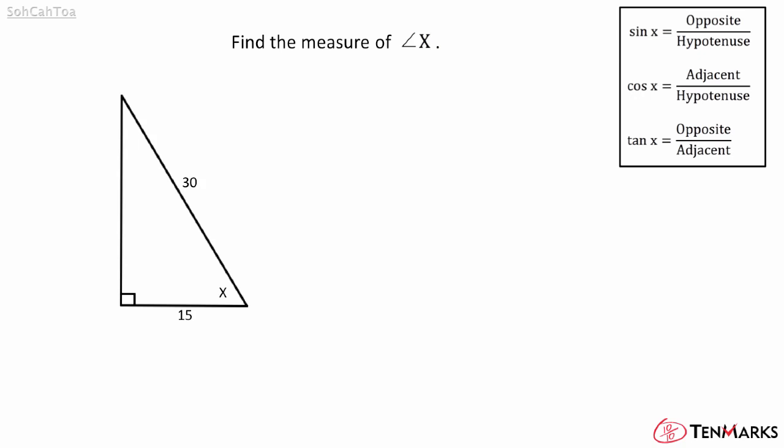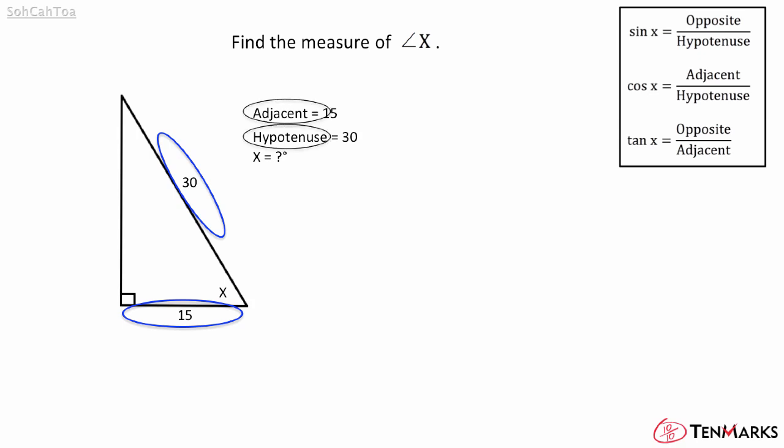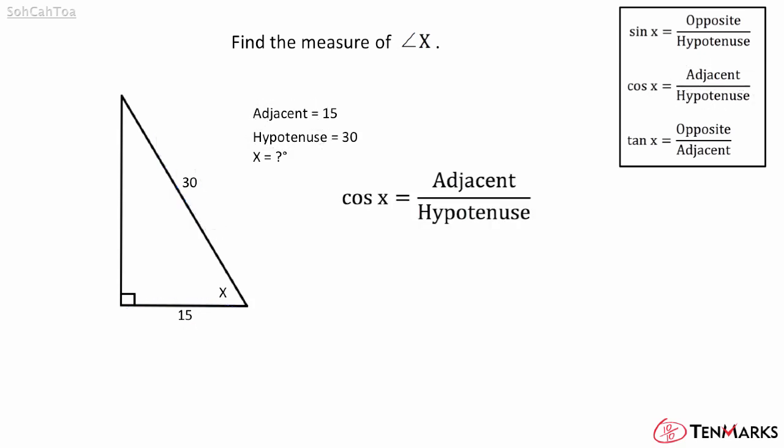Find the measure of angle X. First, list what is given to figure out which trigonometric ratio to use. Which side do you have, the adjacent or opposite? Since 15 is next to the angle X, it's the adjacent side. You also have the hypotenuse, which is 30, and X is unknown. Since you have the adjacent side and the hypotenuse, use the cosine to solve for X.